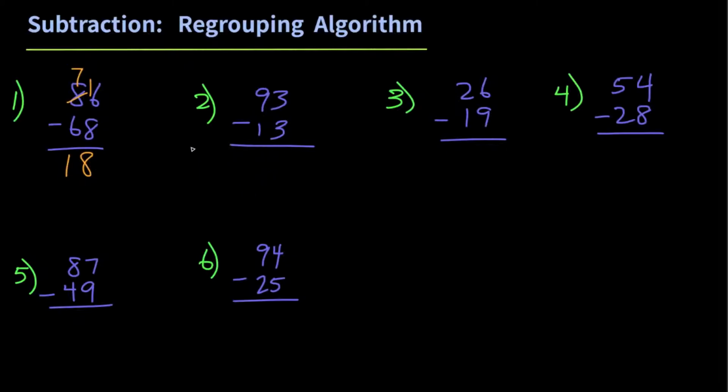Number 2, 93 minus 13. So we have 3 minus 3 is 0. 9 minus 1 is 8. So the result is 80.